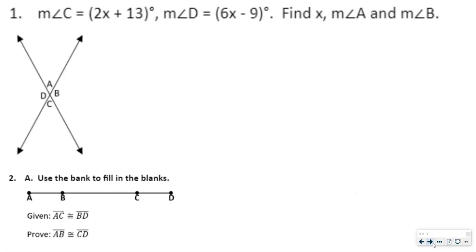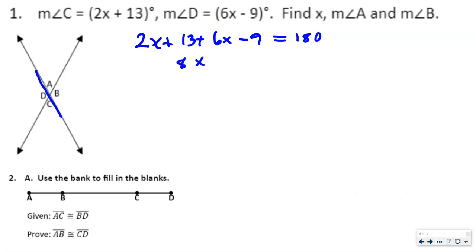So we're given C and D. So those are those two angles right there. They are a linear pair, right? So what we're going to do is add those together: 2x plus 13 plus 6x minus 9. And we're going to set them equal to 180 because a line measures 180. So that's going to give us 8x plus 4 equals 180.